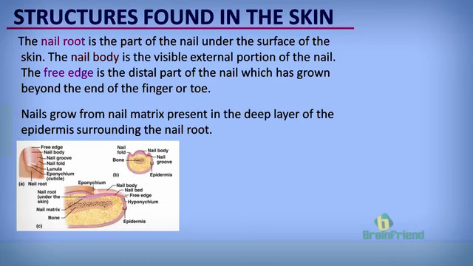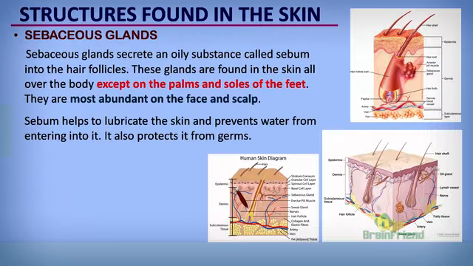Nails grow from a part of the epidermis called the nail matrix. The nail matrix is somewhat below or beneath the nail root. The cells in the nail matrix divide continuously to form the hardened keratin that forms the nail.